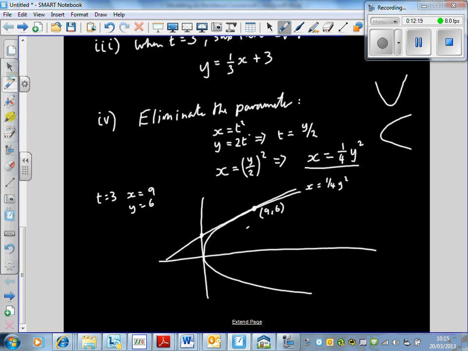What are the coordinates of the point where the tangent crosses the y-axis going to be? 3. What do you say, Torrin? Yeah, which is 3 from there. 0, 3.